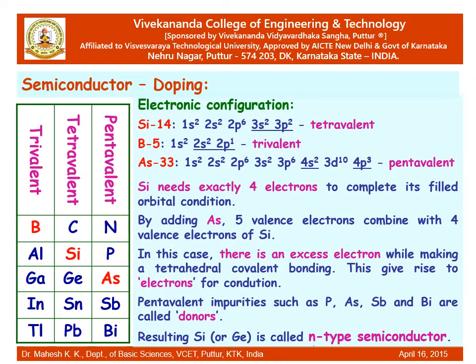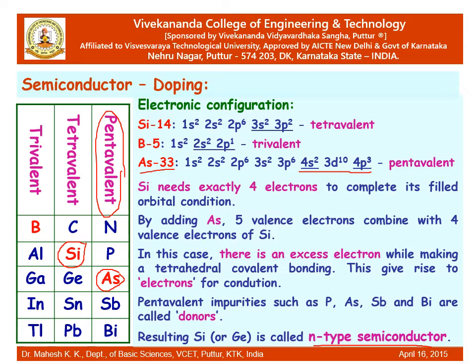Similarly, we can explain the creation of n-type semiconductors. Here also let us consider silicon to start with as the semiconductor element, and we add pentavalent elements. For example, let us add arsenic here. For arsenic, with atomic number 33, the final electronic configuration is 4s2, 3d10, and 4p3. So this is called pentavalent.